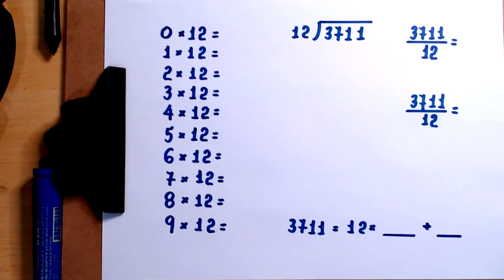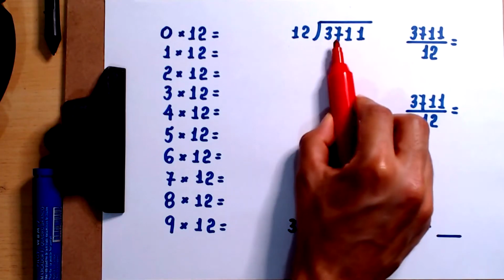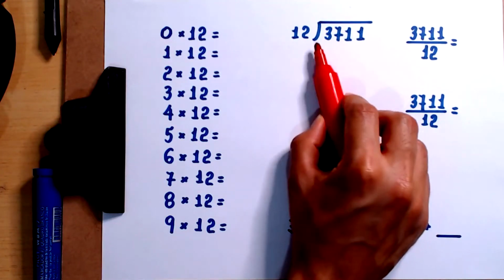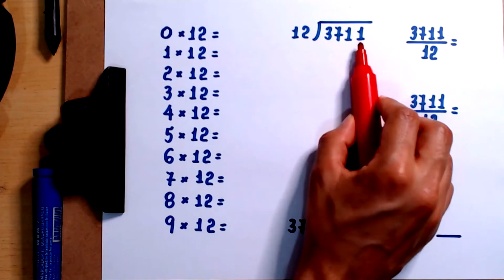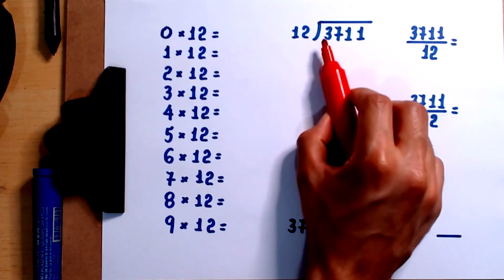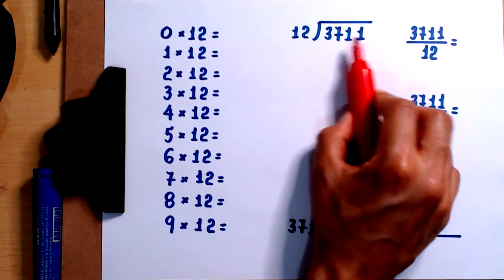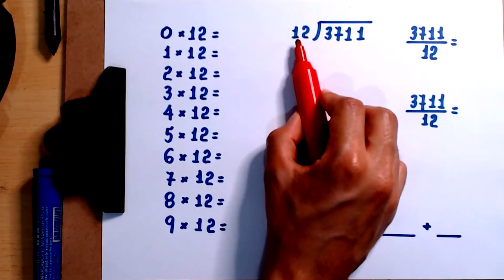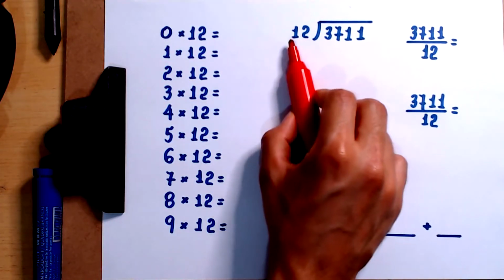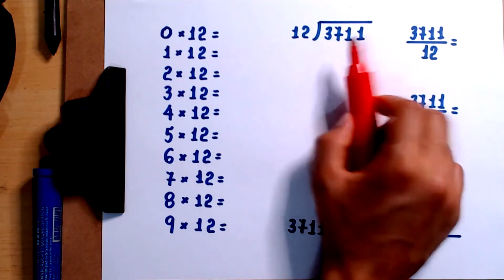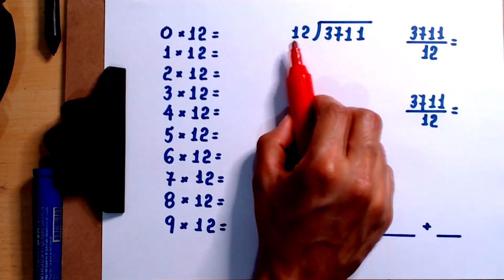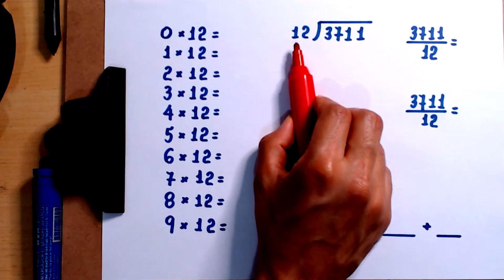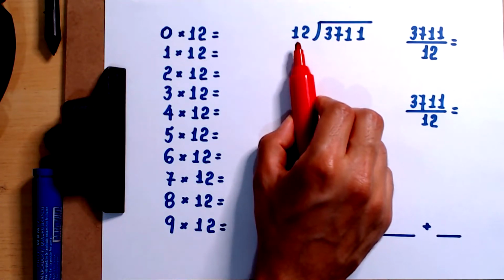Let's get started. Here we have 3711. That's the number we are going to divide into 12 parts. So 3711 is our dividend and 12 is the divisor, okay? Before we start the division, I usually say that it's good that we know the multiplication table of the divisor, okay? But we don't know the multiplication table of 12 by heart, right?